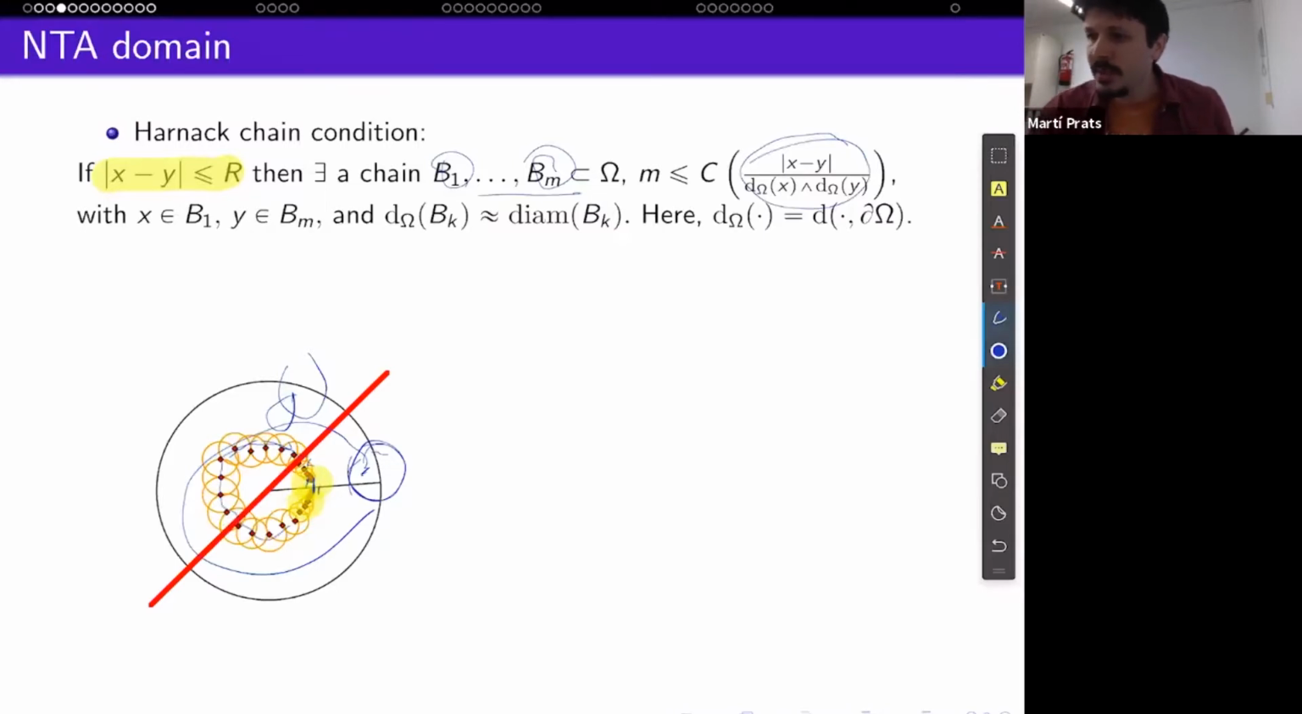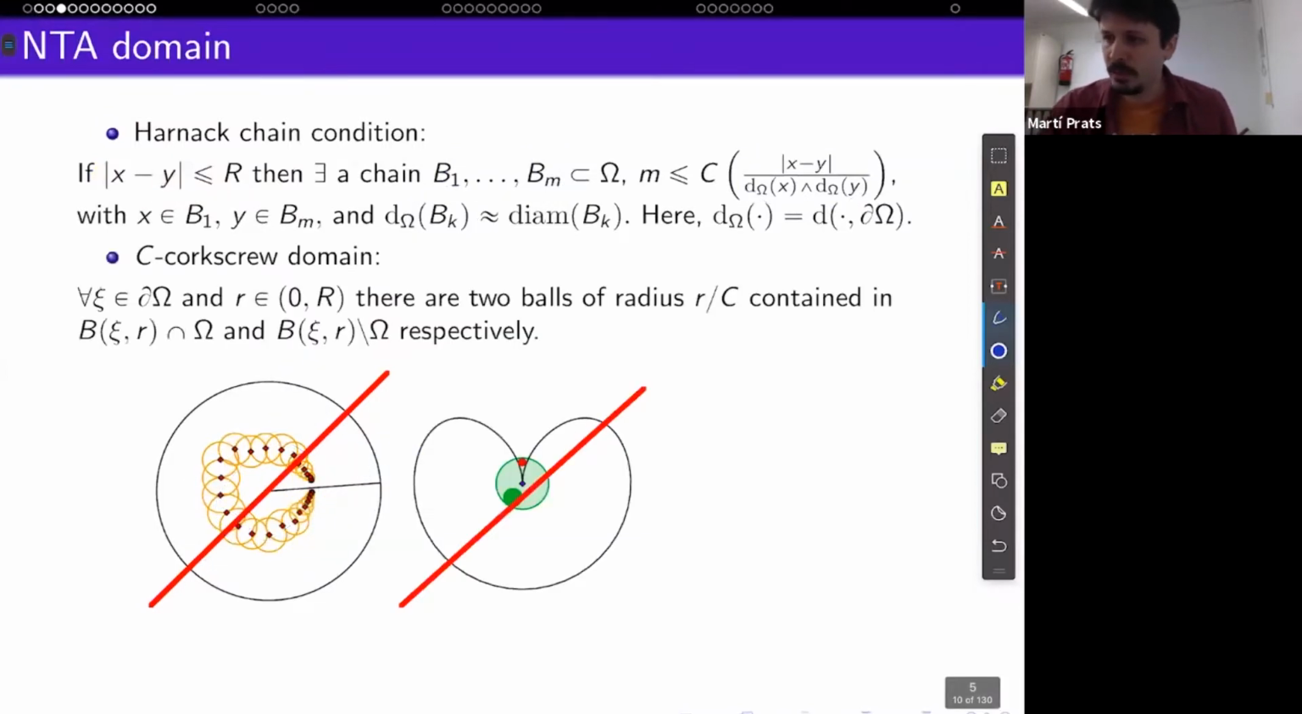Okay. So this domain doesn't satisfy this condition because you can get closer and closer to the boundary and still you have a very long path around. Even if you are just nearby here, you still have a very long path around, and so on. And these balls need to be Whitney balls, so the distance to the boundary needs to be comparable to the size of the ball. Now this, of course, doesn't satisfy the Harnack chain condition.